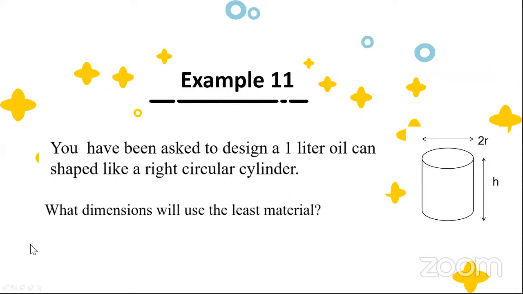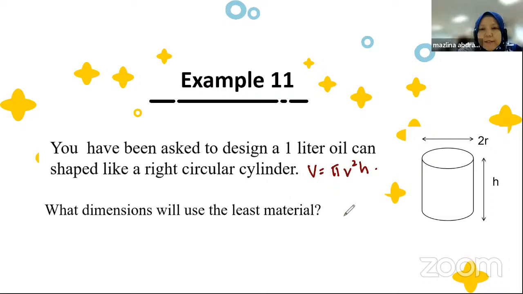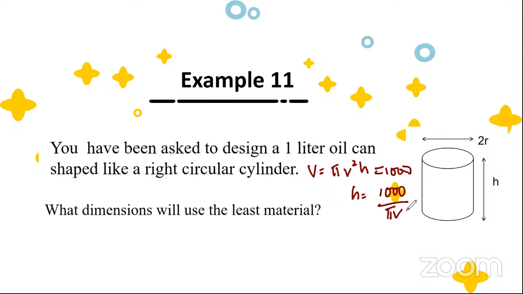Saya leceh. Okay. Volume, Arham. Volume 1000, kan. H kita derivekan daripada volume tadi, pi r square h. Volume equal to 1000. So h you derive from V ni 1000. Okay, so h is equal to 1000 over pi r square. Okay, alright.